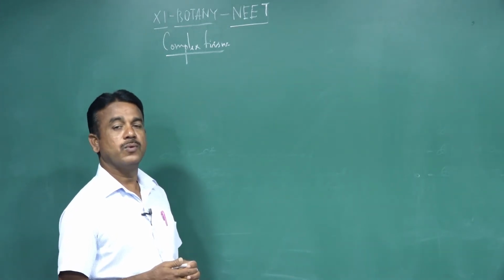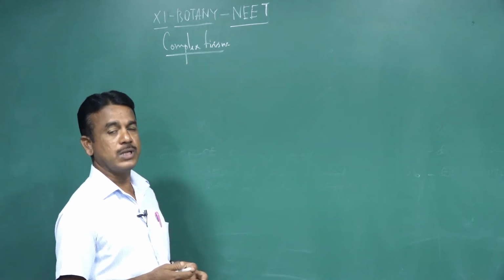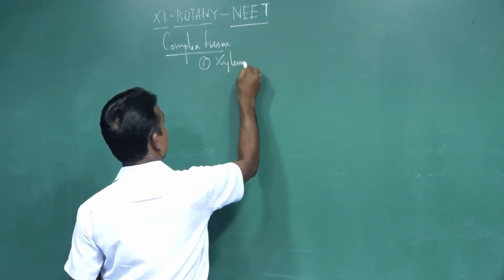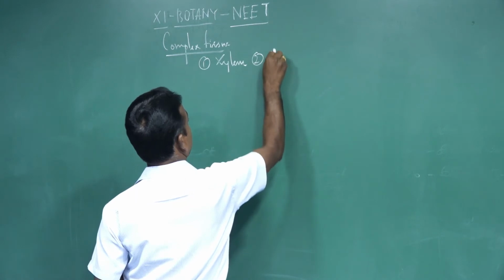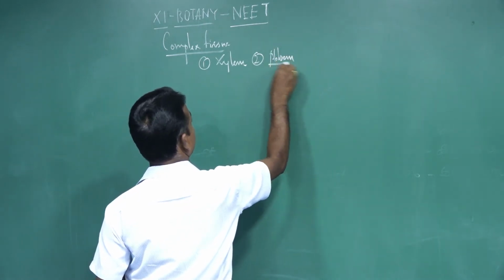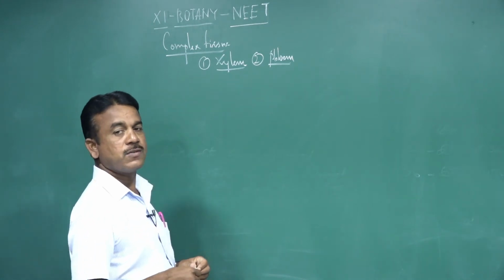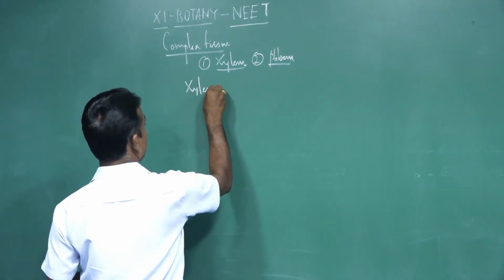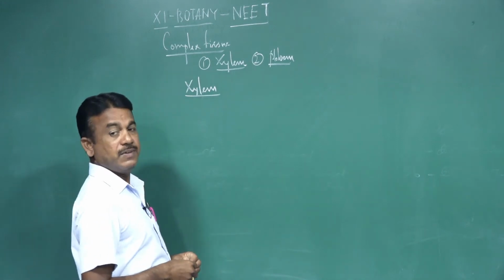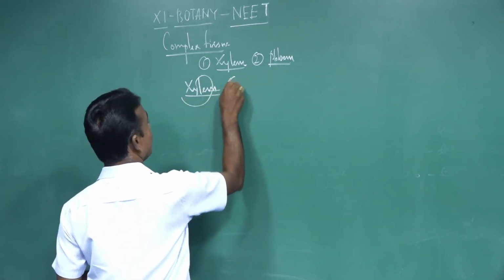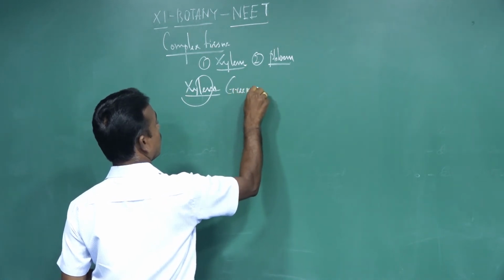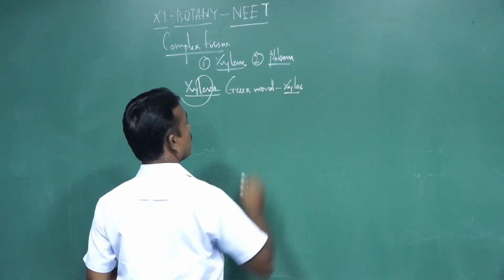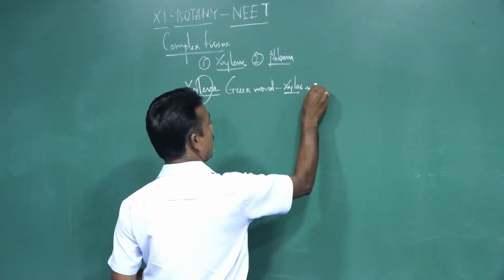Based on the structural view, complex tissue can be classified into two types, namely xylem and phloem. Let us go to the first one, xylem. The word xylem is derived from the Greek word xylose, which means wood.